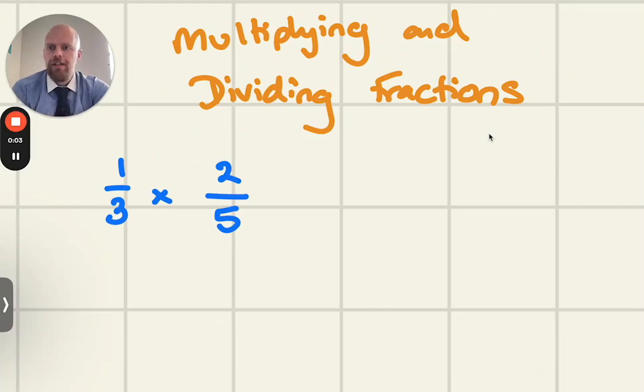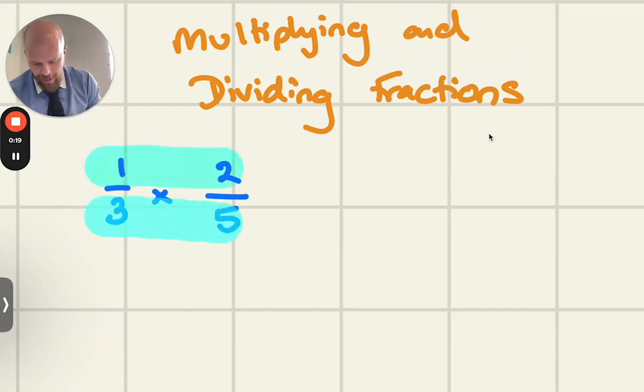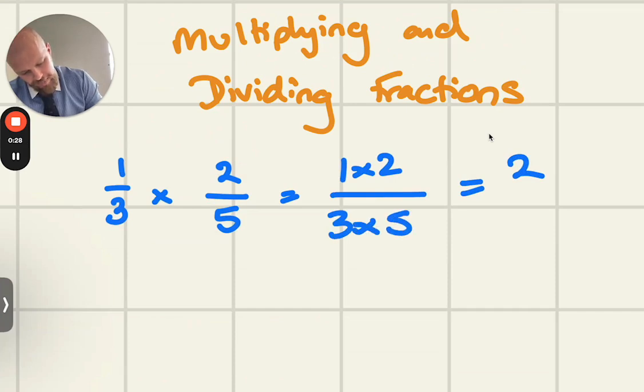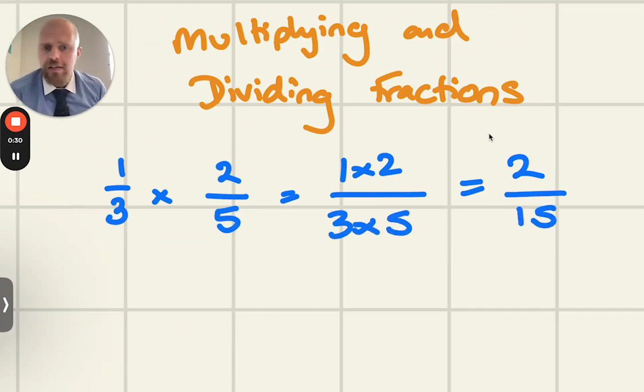In this video, we're going to be looking at how you multiply and divide fractions. Now, when we're multiplying fractions, all we need to do is multiply the numerators and multiply the denominators. So in this case, I would do 1 times 2 and then 3 times 5. 1 times 2 is 2 and 3 times 5 is 15. So the answer is 2 over 15.